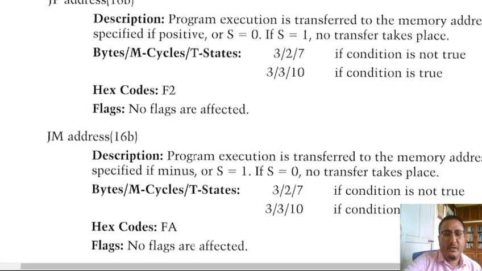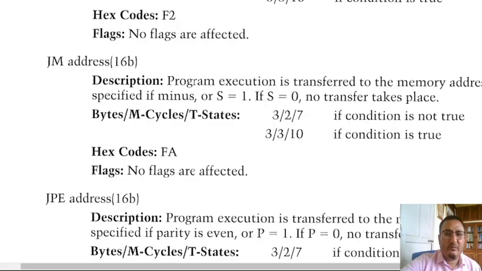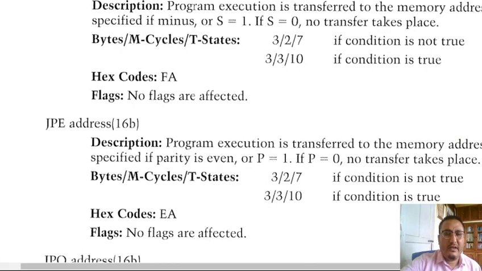Now JM. JM is another instruction that is capable of transferring program execution to the memory address specified in the instruction if sign flag is equal to 1. If sign flag is equal to 0, then no transfer takes place. Now the byte requirement, the machine cycle and T states are: it requires 3 bytes, 2 machine cycles and 7 T states if the condition is false, and it requires 3 bytes, 3 machine cycles and 10 T states if the condition is true. The associated hex code for JM instruction is FA, and none of the flags are affected.